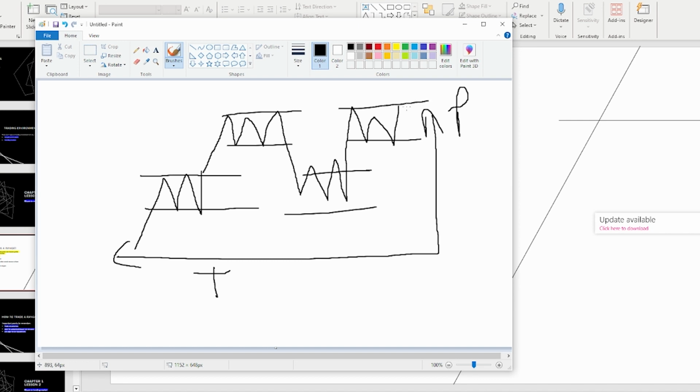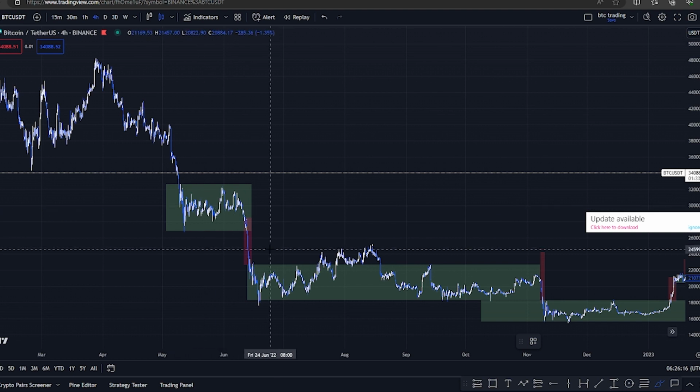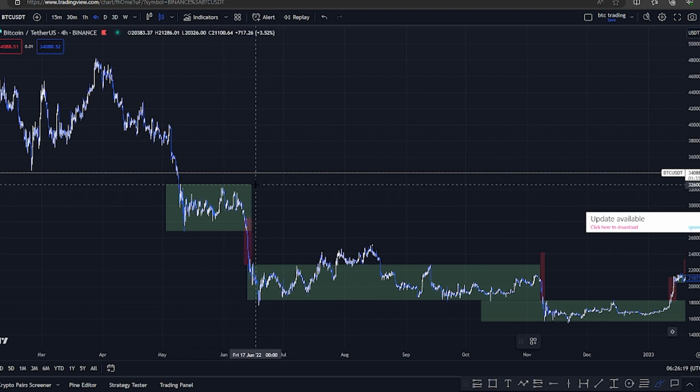So up till now it might be clear to you that there are only 2 environments in the market, either range bound environment or trending environment. So we must learn how to trade in both of these environments, and let's move to the charts now. So now let's implement what we have learned earlier. This is a Bitcoin 4-hour chart.